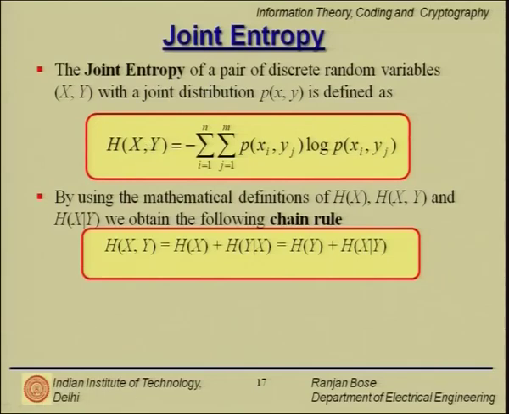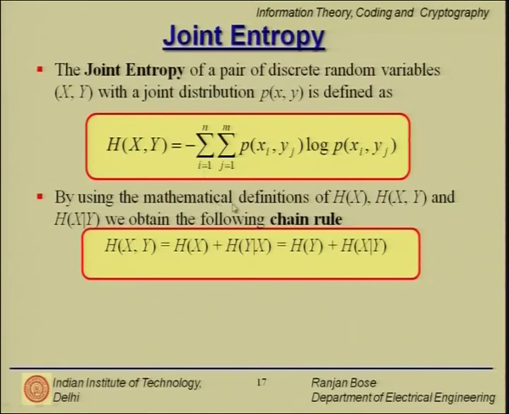We now go to the notion of joint entropy. The joint entropy of a pair of discrete random variables x and y, which have a joint distribution p x comma y, is defined as follows: h of x comma y is double summation of this joint probability, this joint distribution, log of p x i y j.